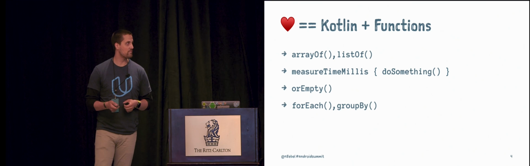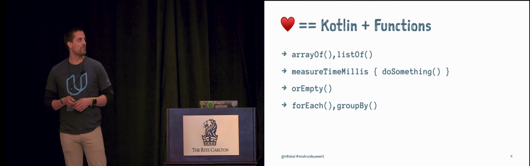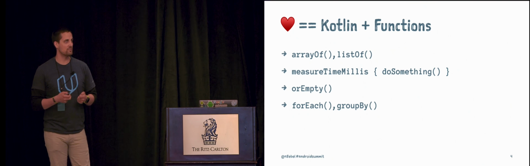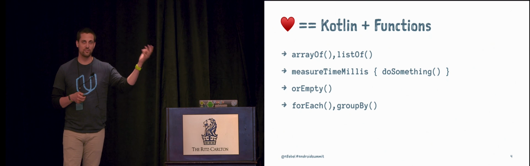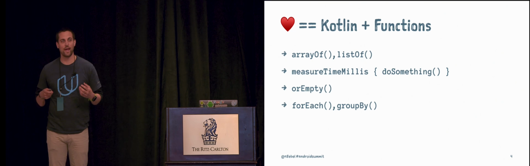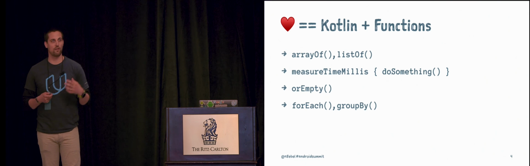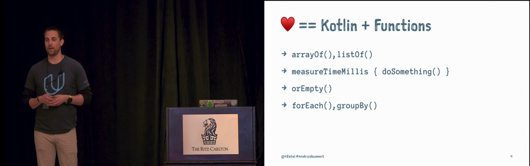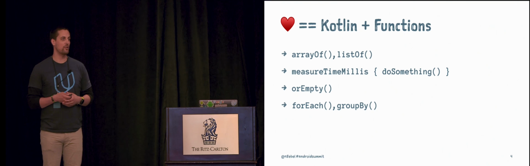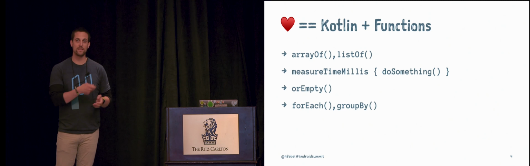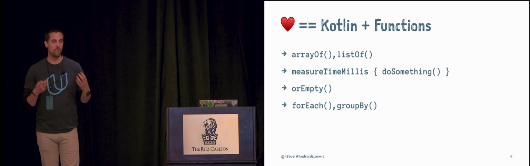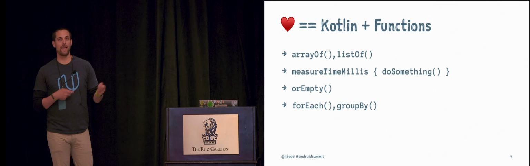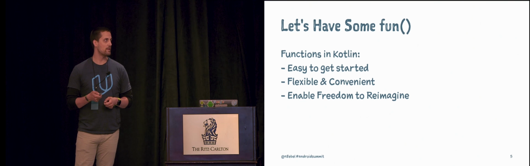Some of those examples are things like arrayOf or listOf, which are very small and might seem trivial, but are also very convenient to have. More interesting things like measureTimeMillis, where we can pass in some piece of work and measure how long that takes, which is really awesome. Or orEmpty is another really convenient one: if you have a collection or a string and you don't want to deal with null, you can call orEmpty and get a nice convenient empty string or empty list instead. So there's lots of things that we can leverage that add up to a really nice experience.